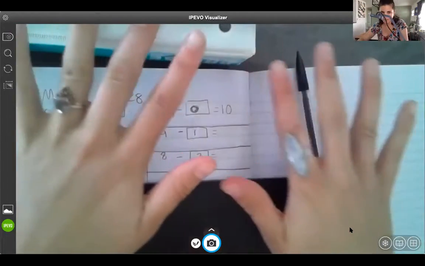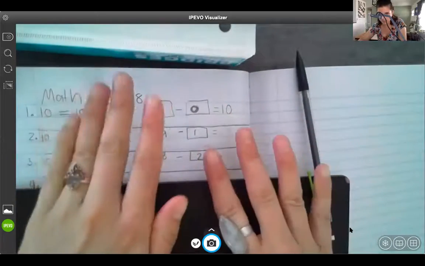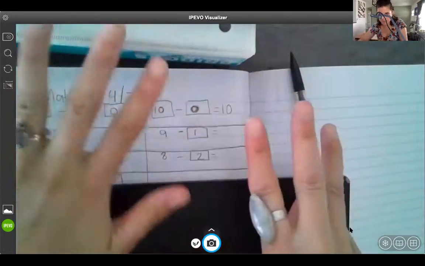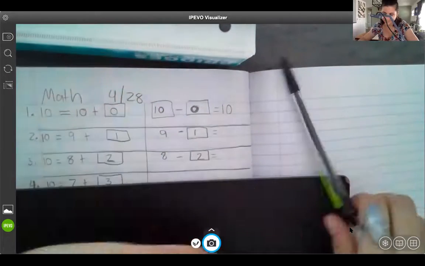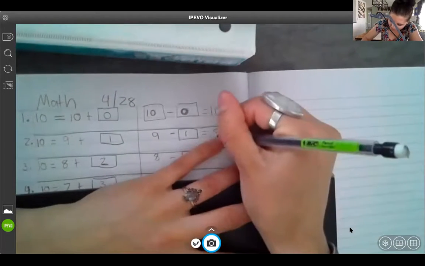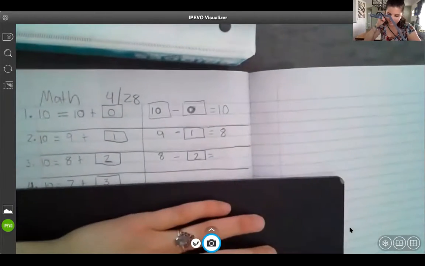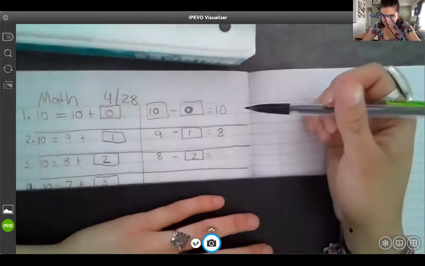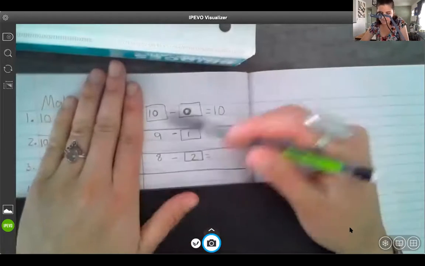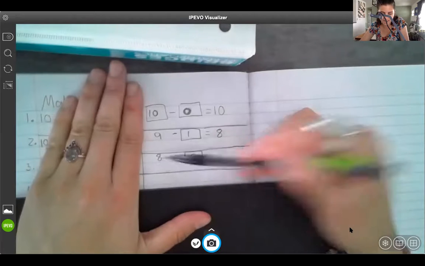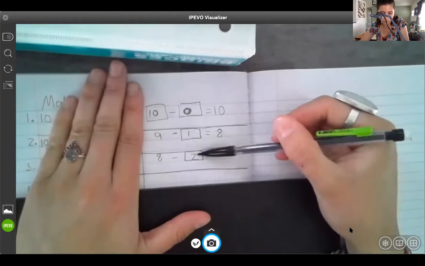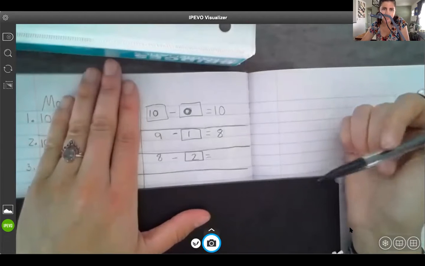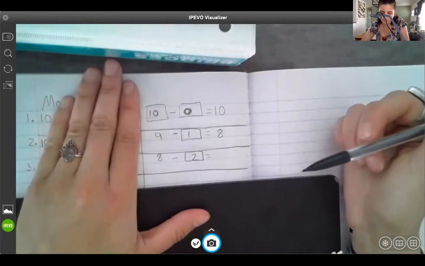Let's take 9 fingers. 5 plus 4 is what? 9. Take away 1. So push down my pinky. How many do you have? 5, 6, 7, 8. Look at that. So take a look at this. Do you see any patterns here yet? We see 10, 9, 8. We see 0, 1, 2. Right here, we see 10, 8. Let's fill in this number and see if we begin to think of any combinations.